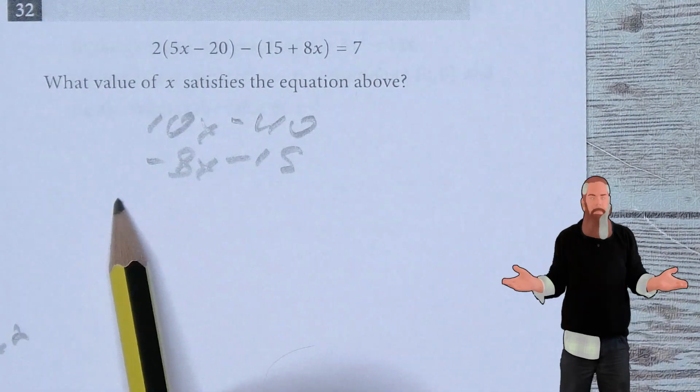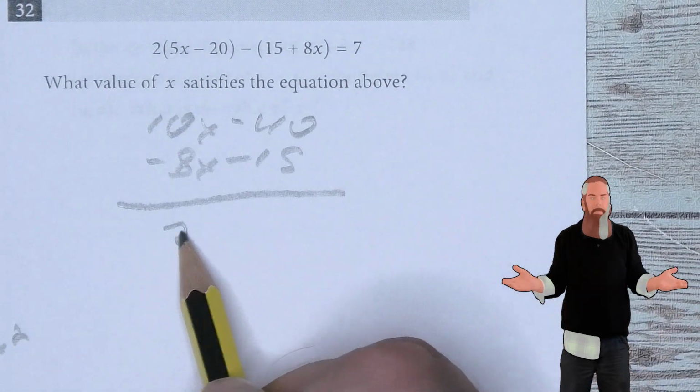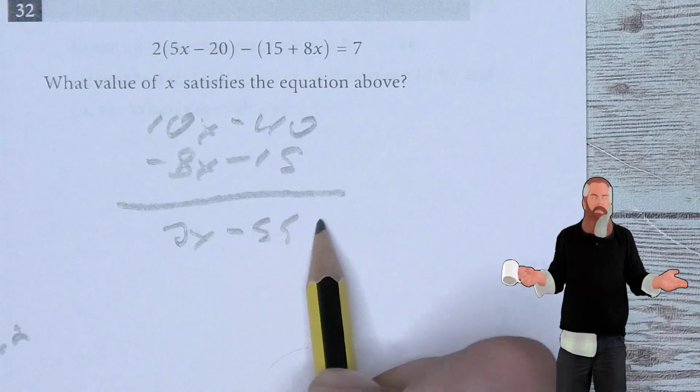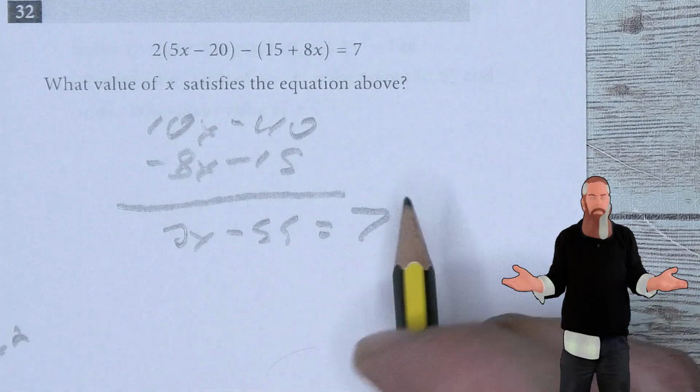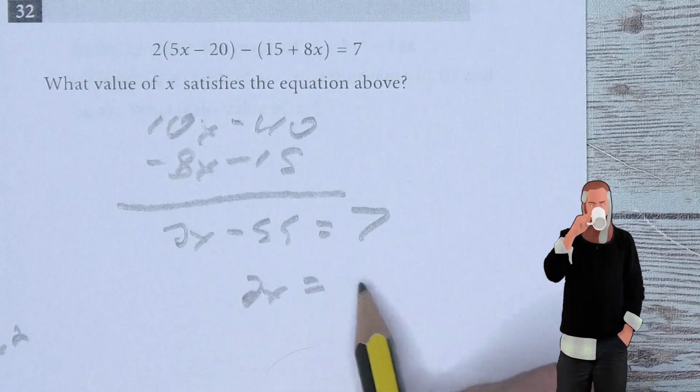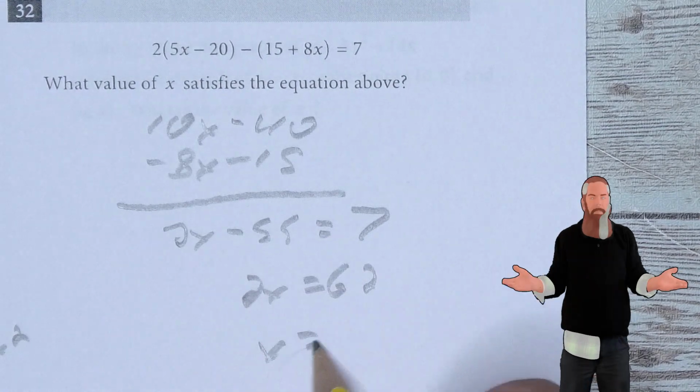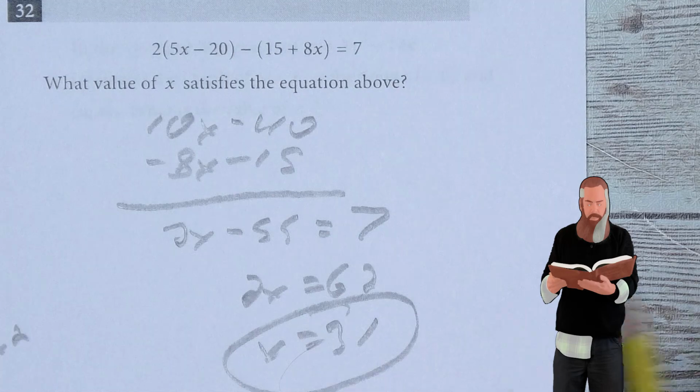And let's combine the like terms on the left side. This is going to give us 2x minus 55 is equal to the 7 that was over on the right. Move 55 to the other side, giving us 2x is 62, or x is 31, and there's our answer.